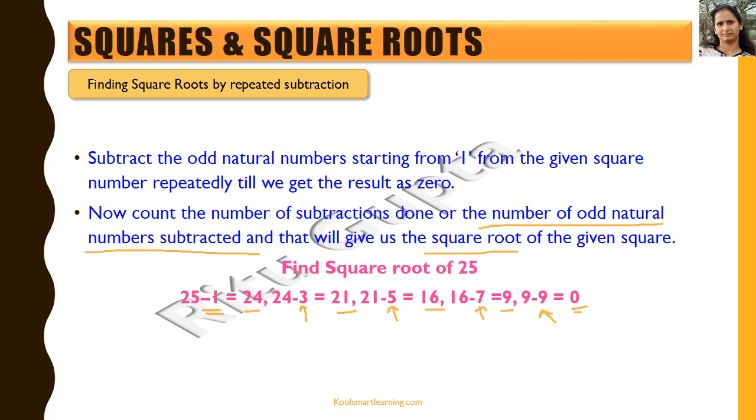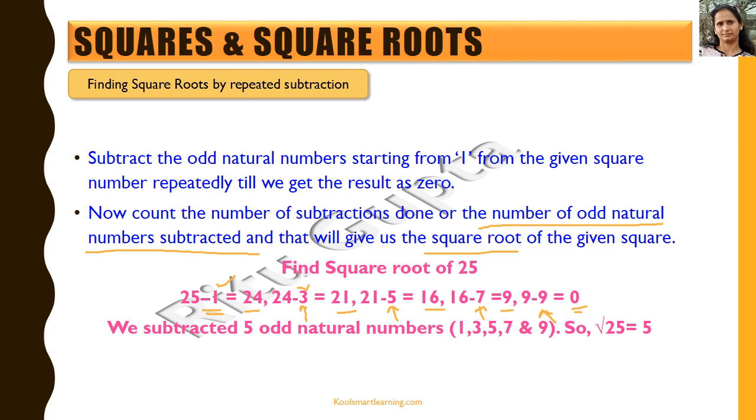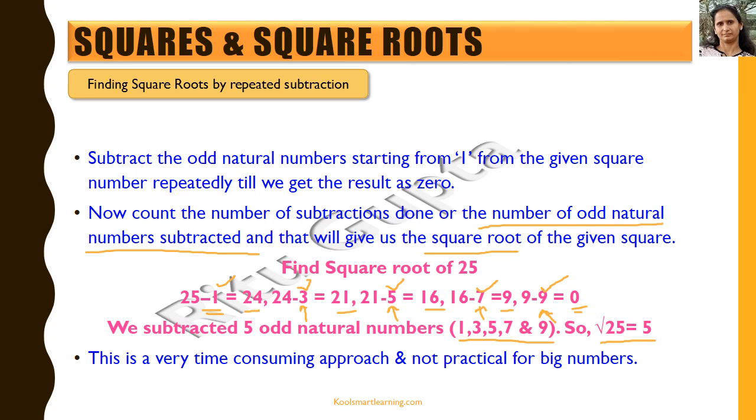So we need to count how many odd natural numbers we have subtracted. We've subtracted 1, 3, 5, 7, and 9. So we have a total of 5 odd natural numbers that we've subtracted. So the square root of 25 is 5. Now this is a very time consuming approach, and it is not practical for big numbers.